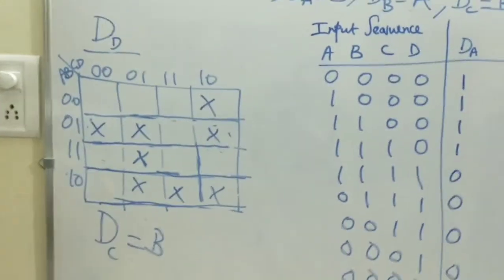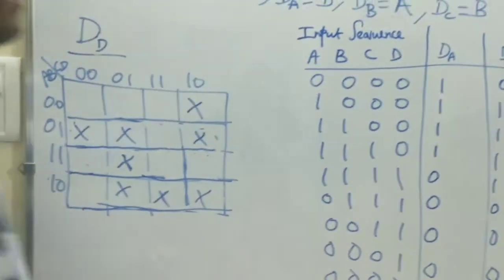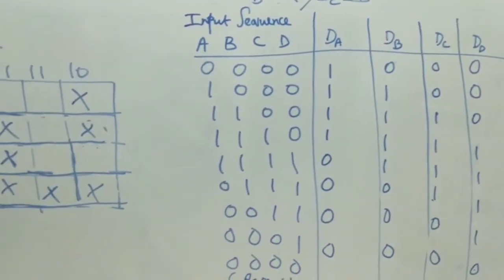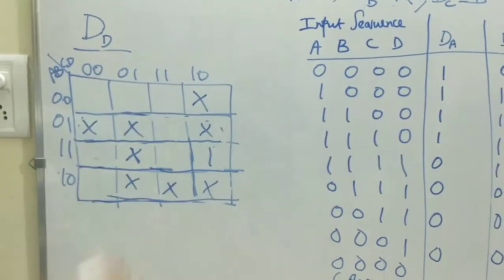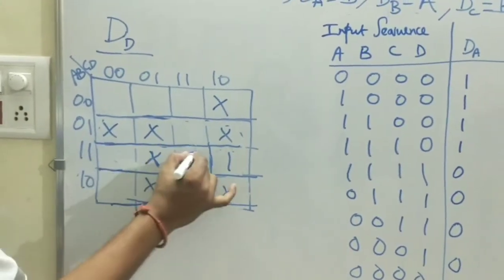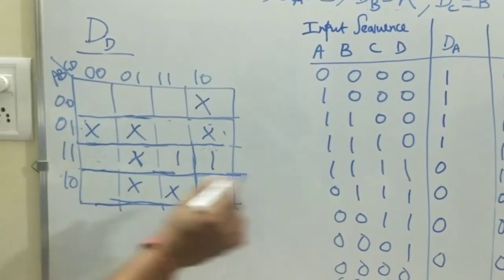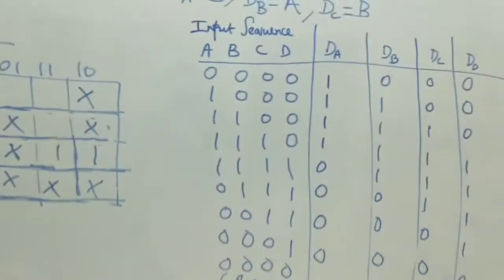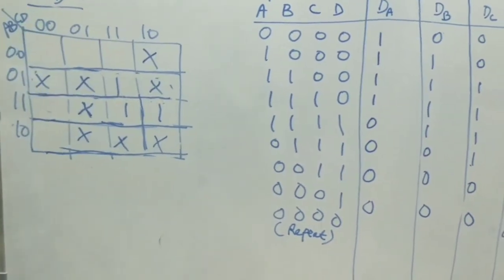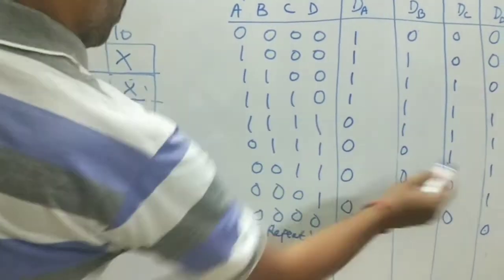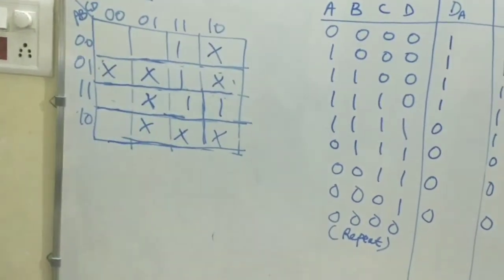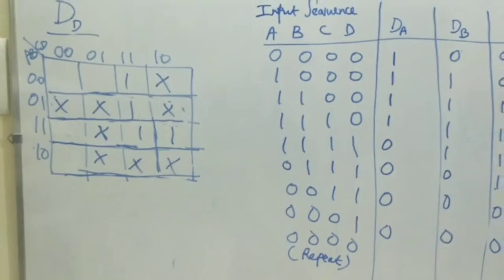Okay, now we have to do it for DD. Where it is 1, it is 1 for 1110, then 4 ones it is 1, then 0111 it is 1, then 0011 it is 1.